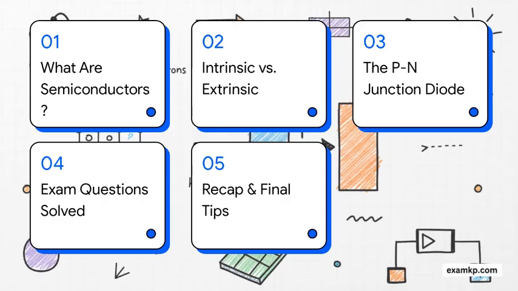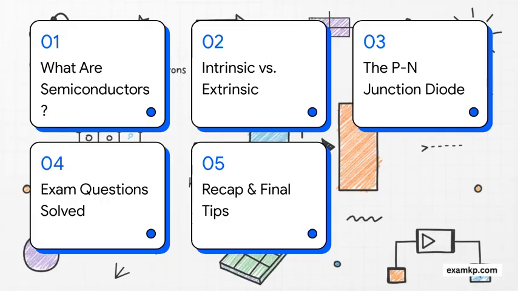To make sure you master this completely, here's our plan for today. We'll start with the basics of what semiconductors are. Then we'll look at the two main types, intrinsic versus extrinsic. After that, we'll see how they are used to build the super important PN junction diode. And then the best part, we are going to solve actual past questions from WAEC, JAMB, and NECO. Finally, we'll wrap it all up with a quick recap and some killer exam tips. Are you ready? Let's do this.